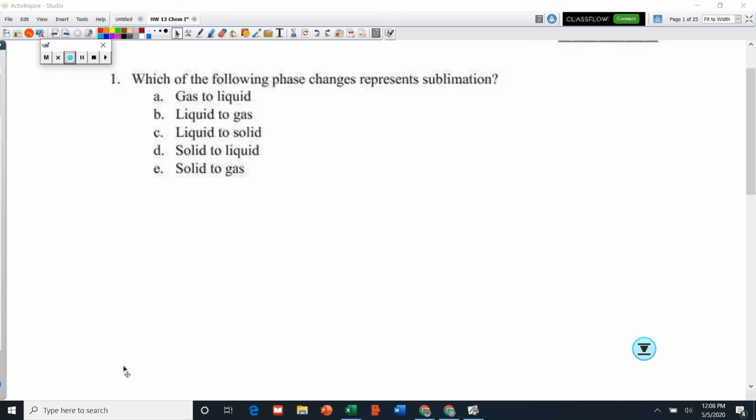So I wanted to go through this, which is actually homework 12 in Chem 101. Your questions and problems may be in a different order or phrased a little bit differently, but they're going to cover the same topic. I'm not really going to answer the questions, but I'm going to talk about what you need to know for them. Question one says, which of the following phase changes represents sublimation?